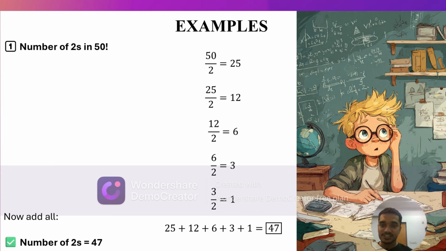Just like the 2s in 50 factorial, just keep dividing like that. 50 divided by 2 is 25, 25 divided by 2 is 12 as the quotient, 12 divided by 2 is 6 as the quotient, and after adding all of this we get 47. Similarly, for 100 factorial, 100 divided by 2, 50 divided by 2, then 25 divided by 2. Keep going like this and adding all these quotients gives the answer.